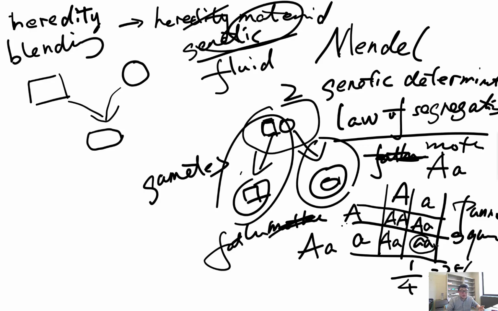Also, this only talks about one allele. How about when there are two alleles or two phenotypes? That will be the law of independent assortment.